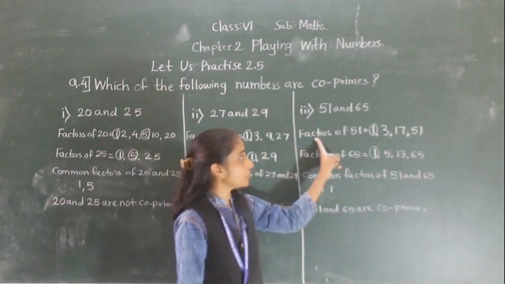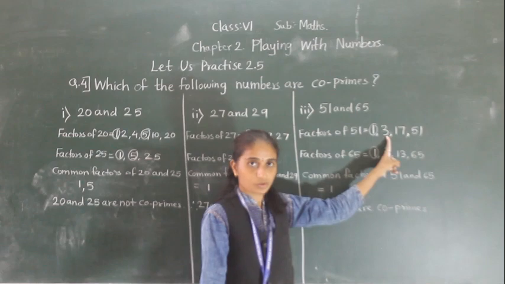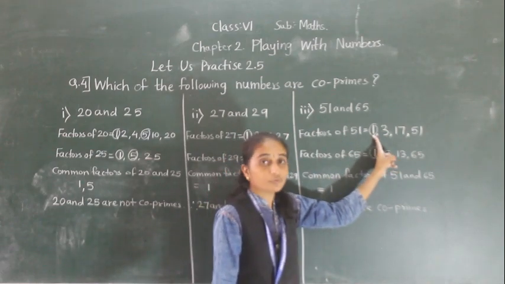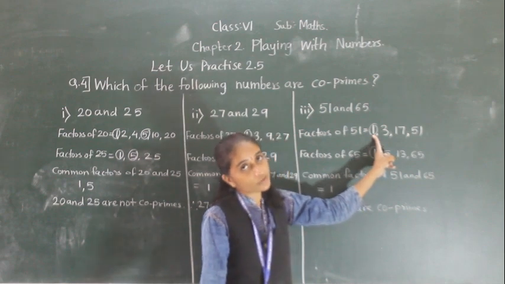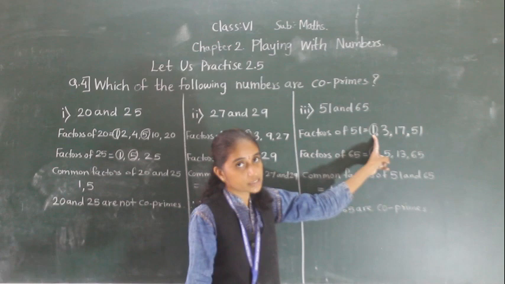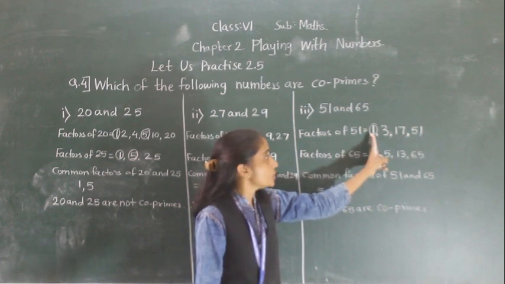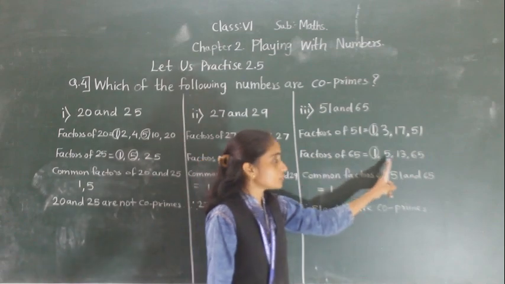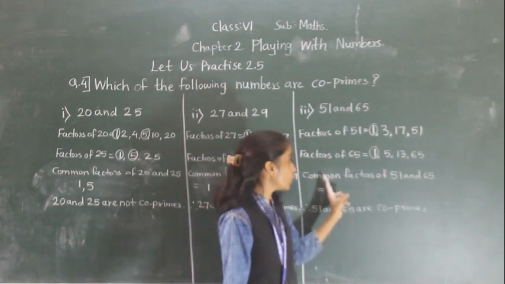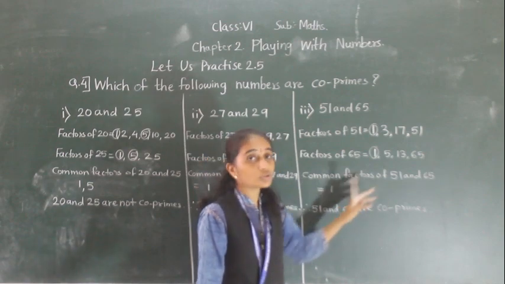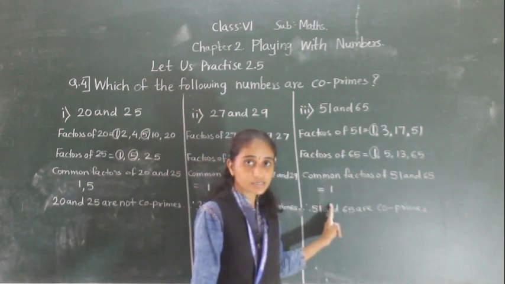What we are doing first, we are finding the factors of that number. So here I find the factors of 51. How to find the factors, you have already learned. Previous year also you have learned. This year also it has been taught. Okay. So factors of 51, then factors of 65 we got. Then what we have to find is the common factor. See, common factor here we got one only. Yes. One only.